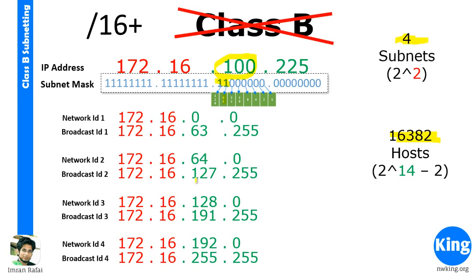The broadcast ID for the second network is 127.255. Third is 191.255. Fourth is 255.255, because that's the last network, and from what we know already, the last network's broadcast ID is going to make everything 255. When I say everything, I mean the green section. So the first network ID makes everything 0 for the host part, and the last broadcast ID makes it 255 for the host part.